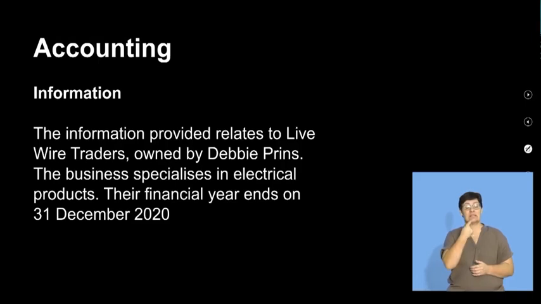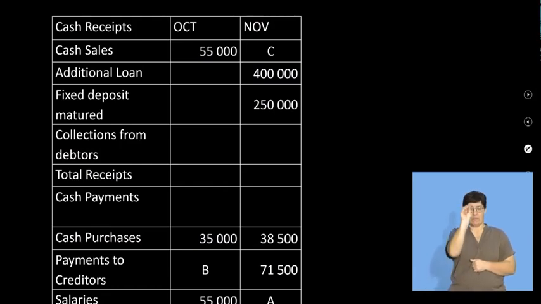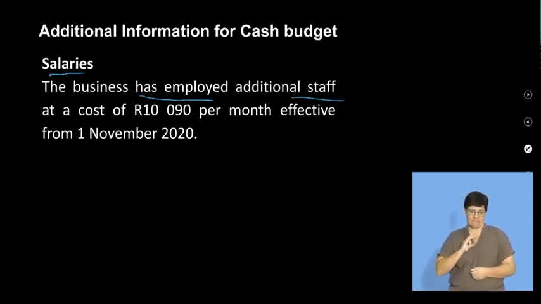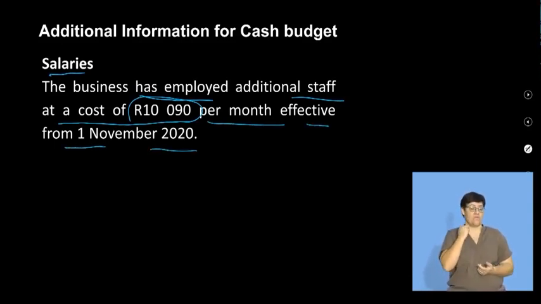to the next part of the question where it says, remember that's the business we are dealing with, and it says, calculate the missing figures denoted by A to C on the budget, and the first one here is salaries. So that's the figure that we're calculating, the salaries figure. Okay, what information do we have regarding our salaries? Let's see. Salaries. The business has employed additional staff at a cost of 10,090 Rand per month, effective from the 1st of November 2020.